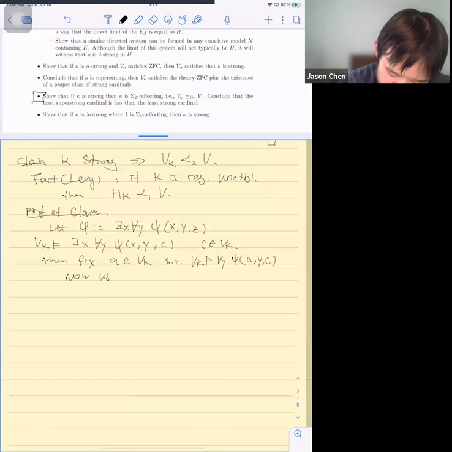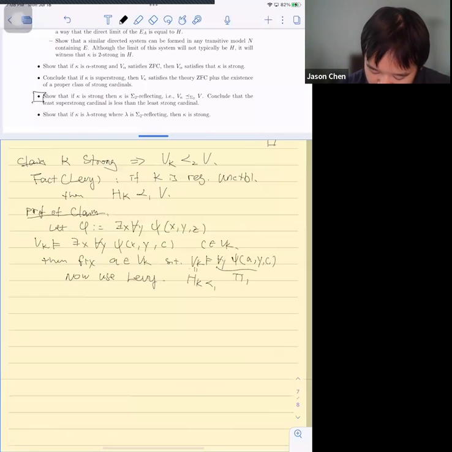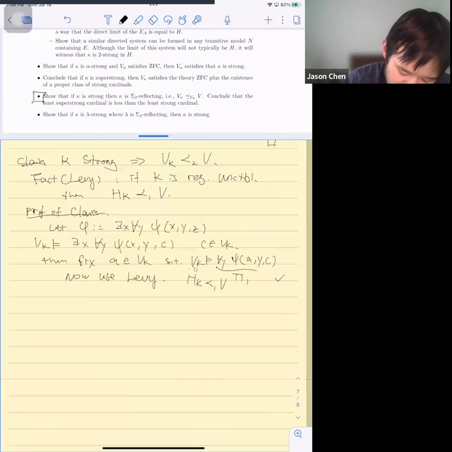Now use the Levy reflection, because this is a Pi one statement, but V kappa is H kappa when kappa is a large cardinal. So this is going to be a Sigma one elementary substructure of V. So they agree on Pi one sentences. So this direction is easy. To really use strongness, it's the other direction.